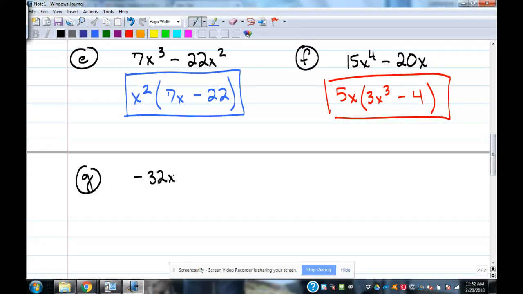Negative 32x to the 3rd plus 24x to the 5th. Rearrange. Why? Because the exponent on the 24 is bigger. So 24x to the 5th, then what? Minus 32x cubed. Be careful when you have to rearrange that you get the signs right. Don't just move them and keep the signs in the same place. This is a positive. When it goes to the front, this is a negative. It becomes minus.